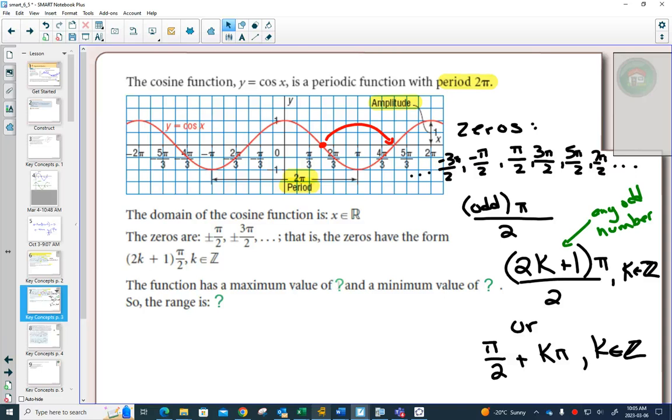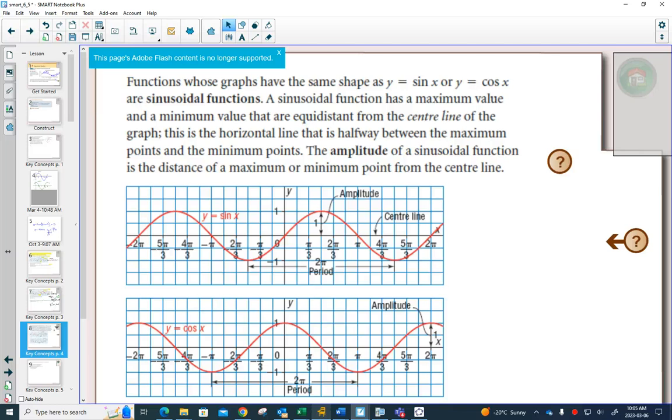And just like sine, we've got a maximum of 1, a minimum of -1, so the range is also from -1 to 1. Now I know I've highlighted the word amplitude in each of those questions. We can highlight the official definition of amplitude. Amplitude is the distance from the center line to either the maximum or the minimum. And since it's the distance, your amplitude will always be positive.